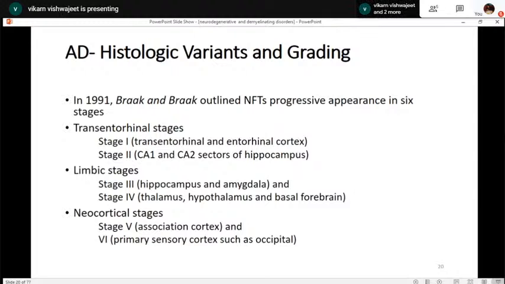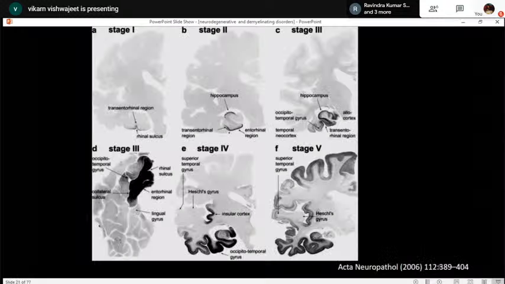In 1991, Braak and Braak reported the topographic distribution of neurofibrillary tangles in the brains of demented patients, and they outlined a progressive appearance in 6 stages, and this progression correlated well with clinical cognitive decline. So stage 1 and 2 are the transentorhinal stages, stage 3 and 4 are limbic stages, and stage 5 and 6 are neocortical stages. So this is a very nice article where they have shown the appearance of these lesions in different stages.